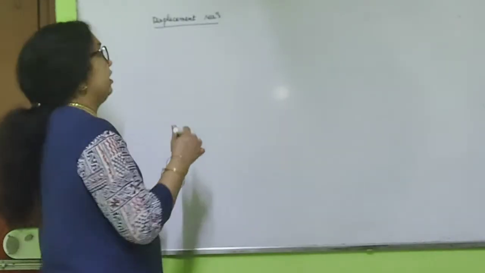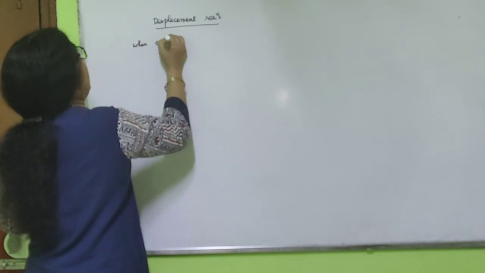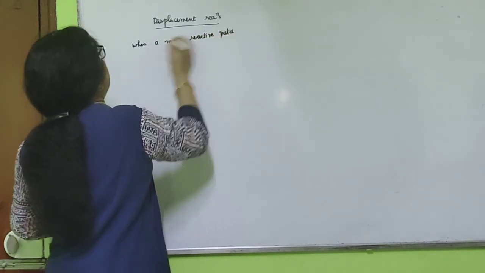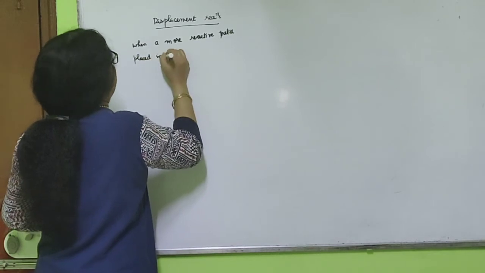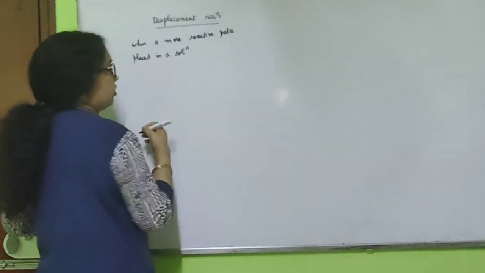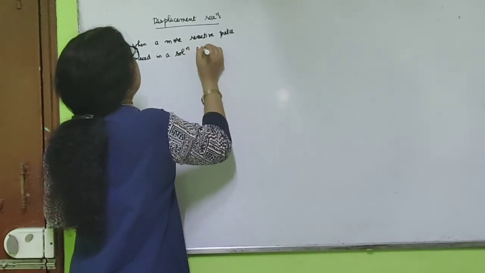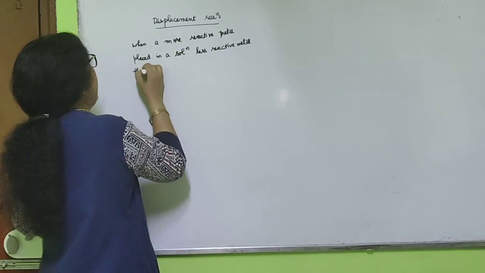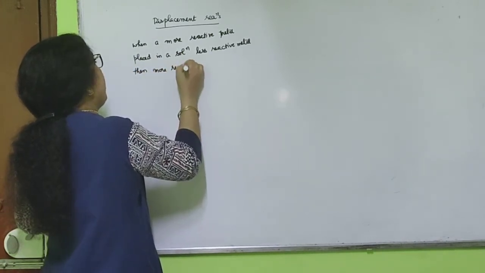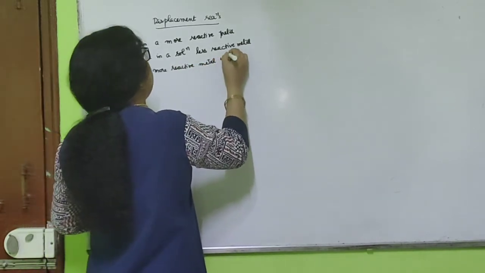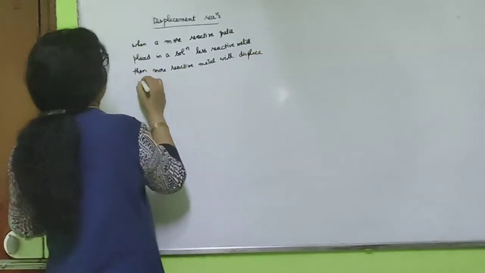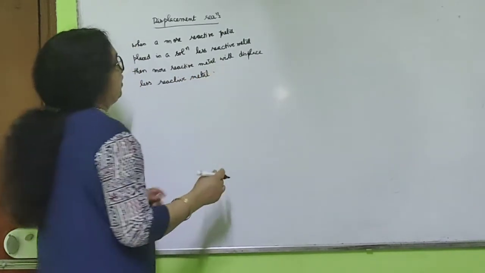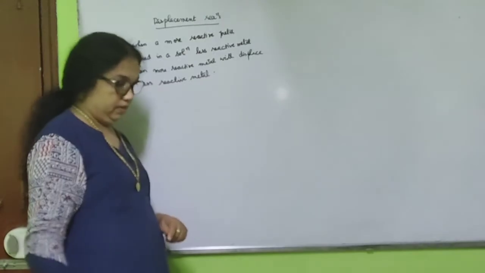So when a more reactive metal is placed in a solution of a less reactive metal, then this more reactive metal will displace the less reactive metal from that solution. This is called a displacement reaction.